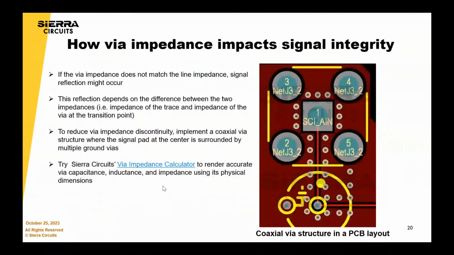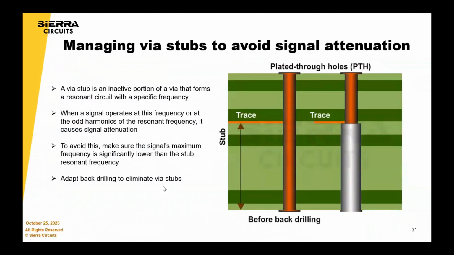To reduce impedance discontinuity, implement a coaxial via structure where the signal pad at the center is surrounded by multiple ground vias. And then, of course, try our via impedance calculator to render accurate via capacitance, inductance, and impedance using its physical dimensions. And manage your via stubs to avoid signal attenuation as well.